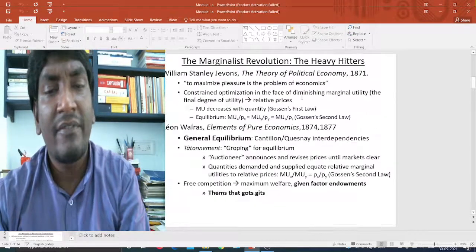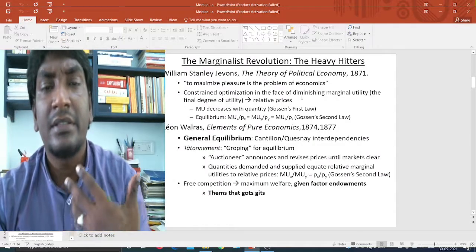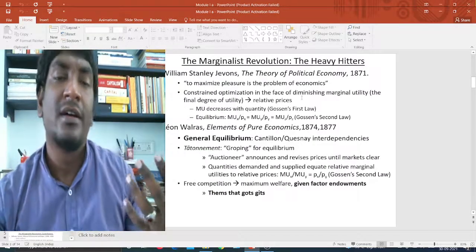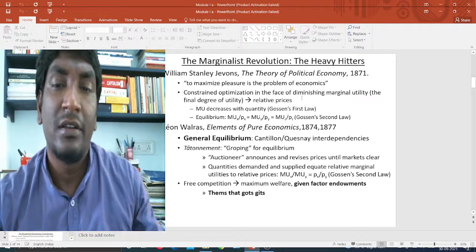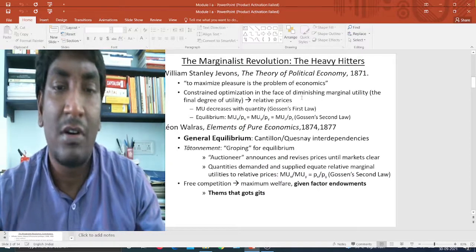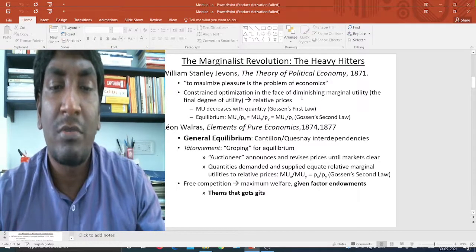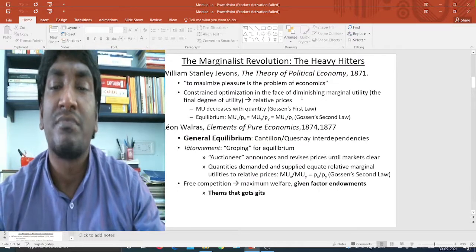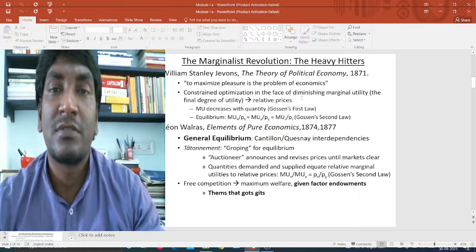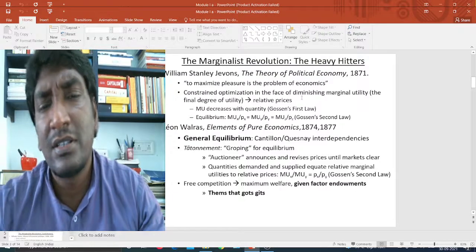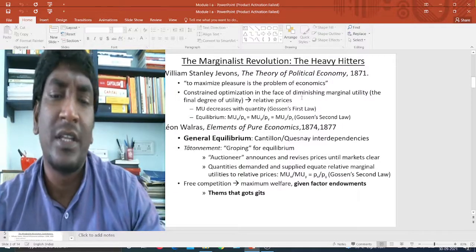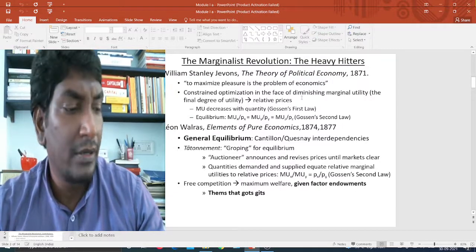And then we have another set of stalwarts like Stanley Jevons' Theory of Political Economy in 1871. In that, he talked about maximizing pleasure as the problem of economics. To maximize pleasure is the problem. Then we will discuss all this in detail in the upcoming discussion.